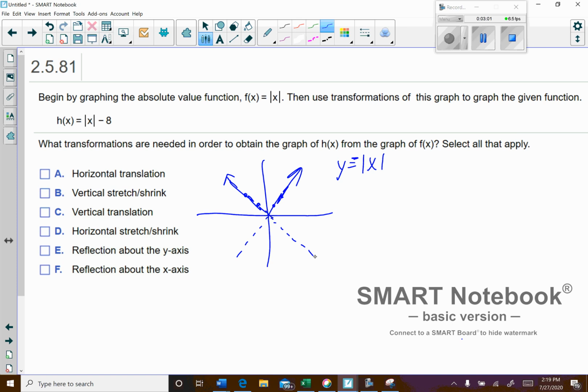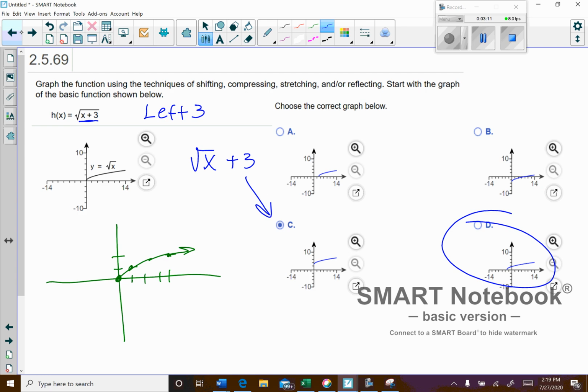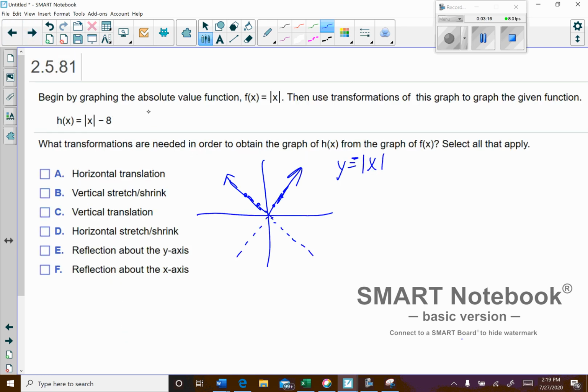But in our particular example, we're just subtracting 8, and it's on the outside of the absolute value sign. So that's different from the previous one where we were inside the radical sign, so that caused us to shift left and right. Since it's on the outside, it's going to cause us to go down 8 units. So that's going to be a vertical transformation right here. So it's a vertical translation. Then, this is probably a multi-step problem.